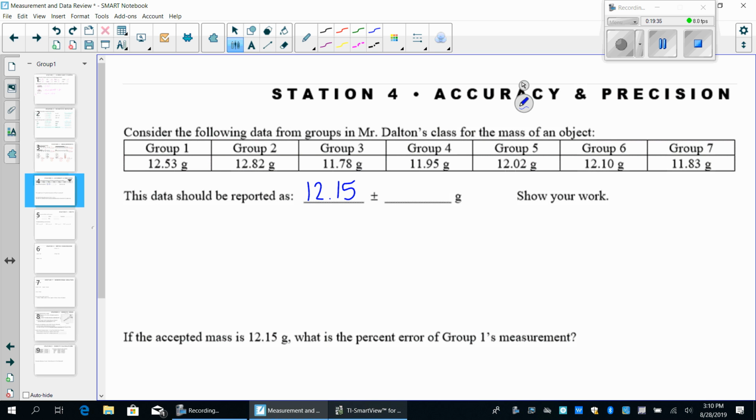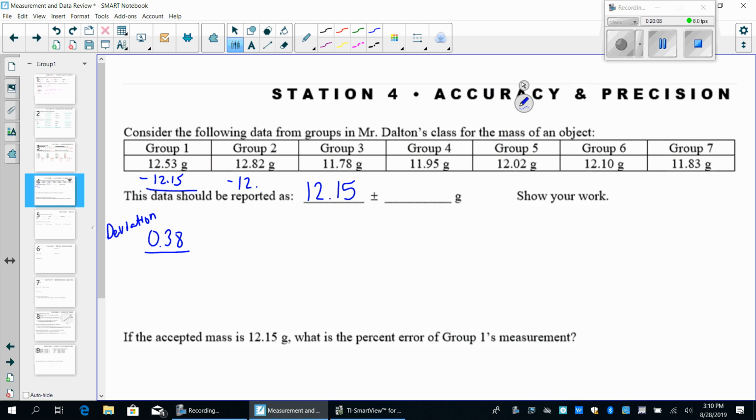So for group 1, the deviation is going to be, and I'm just going to mark this as deviation. So I'm going to get each group's deviation. So 12.53 minus 12.15. So in order to get the deviation, you're going to subtract that from the average. And this group deviated from the average by 0.38.